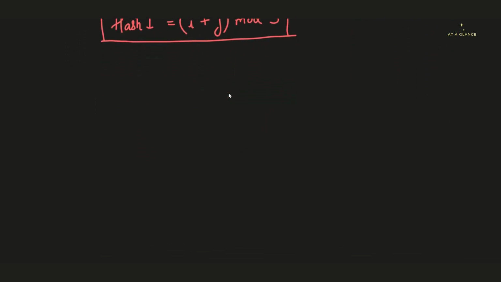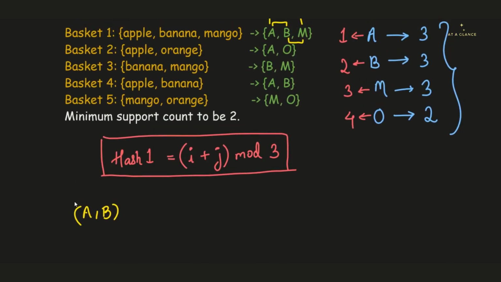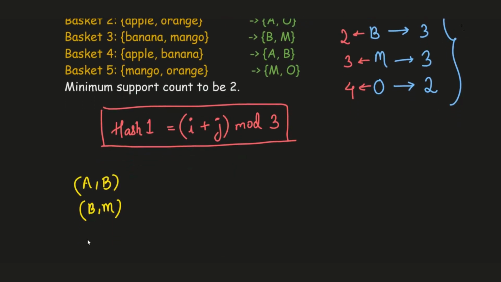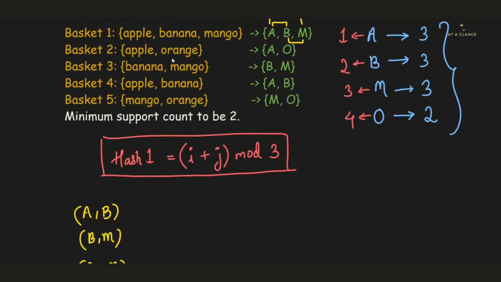So let's write our very first pair, that is AB, which is from basket 1. From basket 1 itself we have one more pair, that is BM. The third pair from basket 1 is AM. Similarly, we can have pairs from the other baskets also. Here you can see in the second basket we have the items A and O. Here we can have only one possible pair, that is AO. So let's write it.